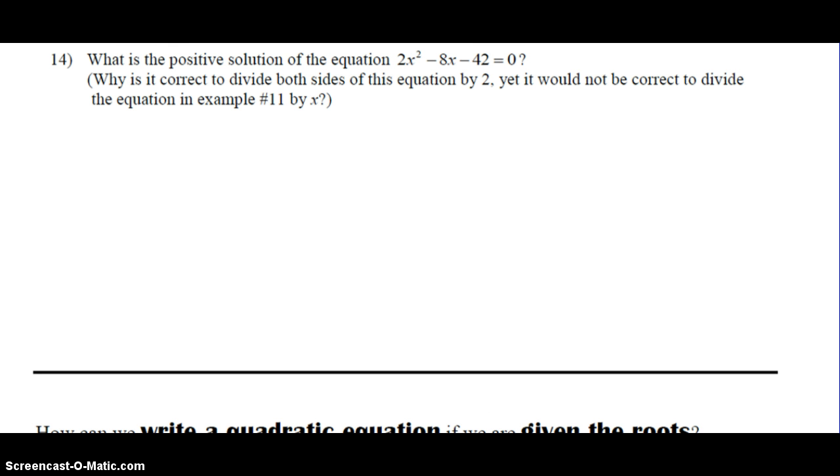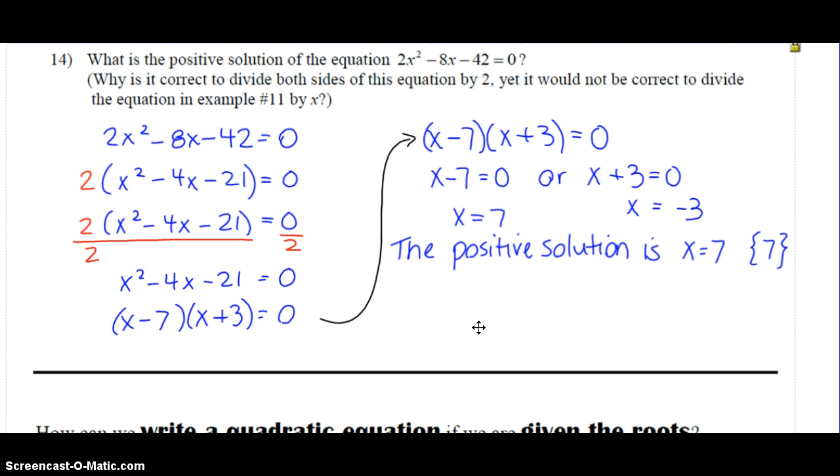Example 14 on the next page says, what is the positive solution of the equation 2x squared minus 8x minus 42 is equal to 0? Just a warning, as you try this, remember you've got to get rid of the GCF first. So you can see the positive solution is x is equal to 7. The negative solution, x equals -3, doesn't answer the question, so we don't care about it.